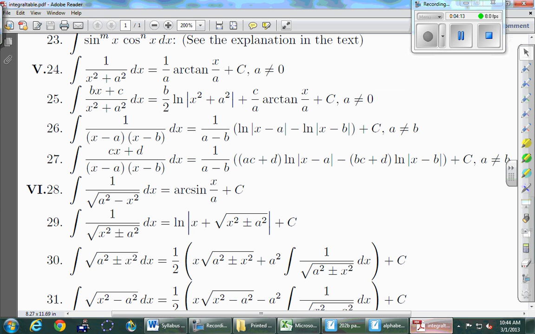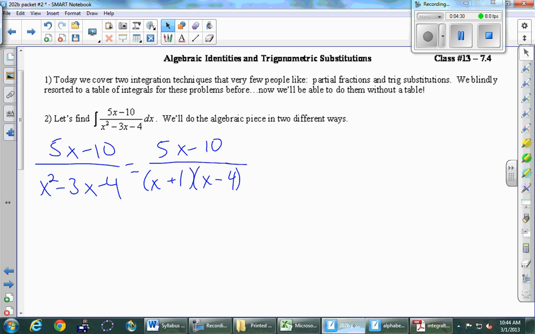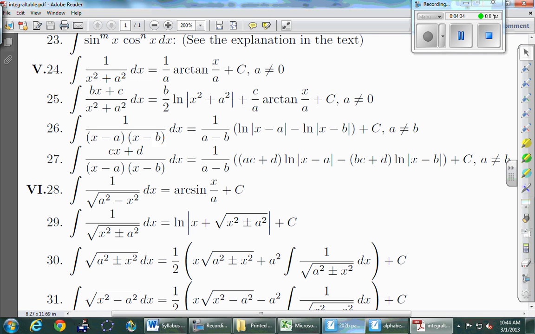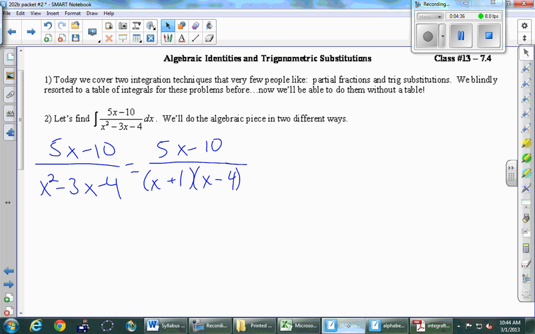So I've got it up here. It's number 27, right? Cx plus d over x minus times x minus. And it involved two different ln's. We had no idea why this formula was true. So we're going to now figure out, we're going to get this answer, but without relying on this table. What's that? Yeah. Okay, so here's the idea.